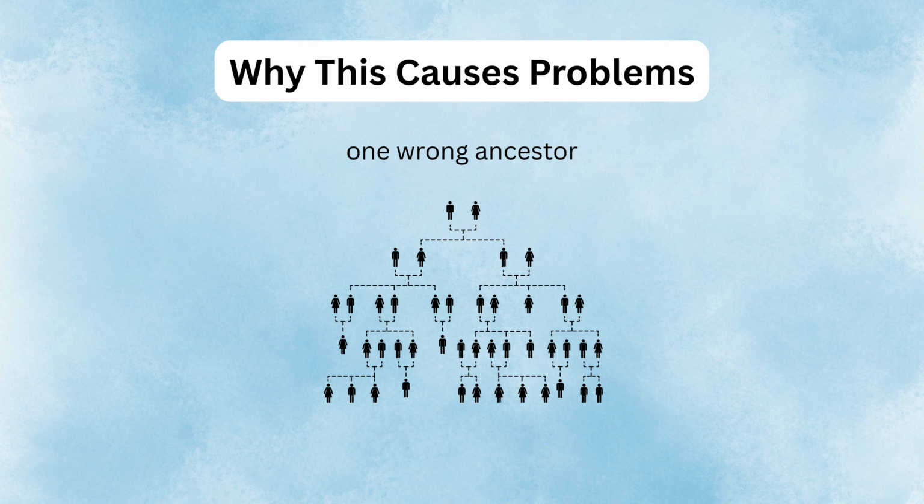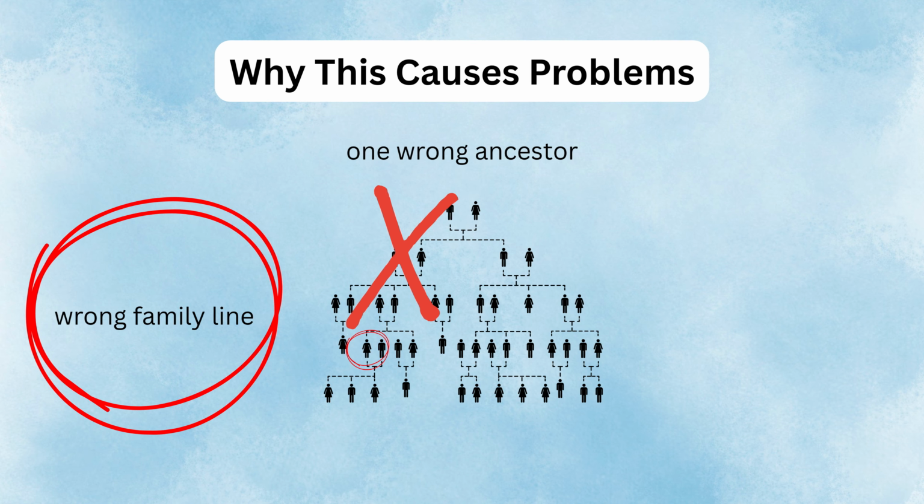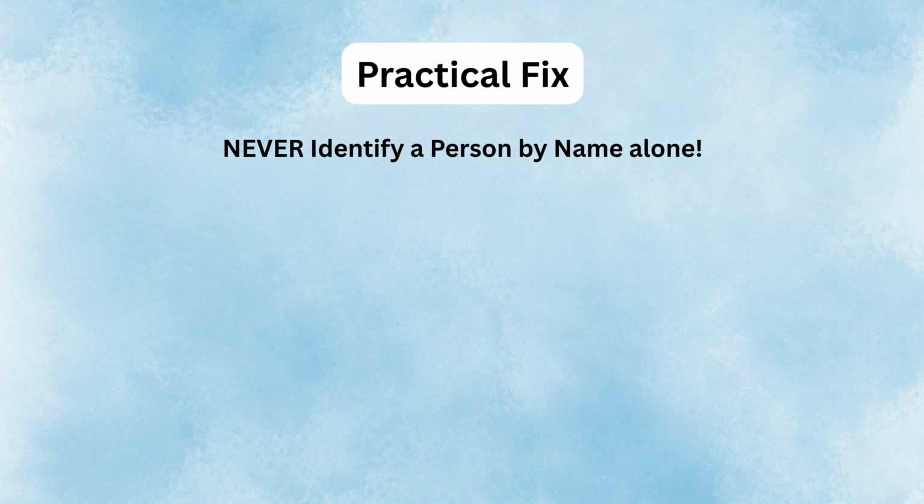Why this causes problems? Well, once you attach the wrong person to your tree, every generation before that becomes wrong as well. This one wrong ancestor will send your research into an entirely different family line. Here are some ideas for a practical fix.